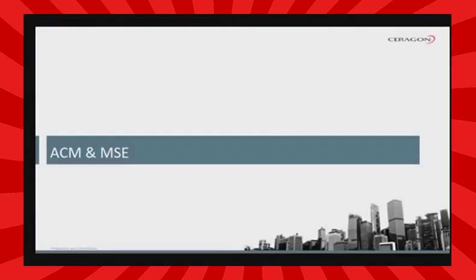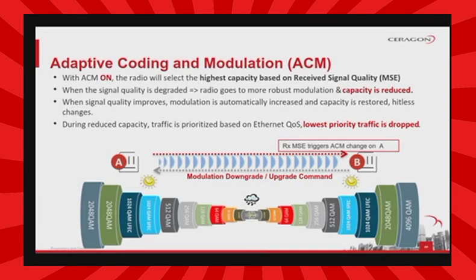Adaptive coding and modulation, ACM, and the relation with mean square error, MSE. The Fiber IP20 platform employs full-range dynamic adaptive coding and modulation, ACM. With ACM on, the radio will select the highest capacity based on the received signal quality, represented in Ceragon network elements with the value of mean square error, or MSE. When the signal quality is degraded, due to fading or interference, the radio goes to a more robust modulation, dropping to lower capacity as well.